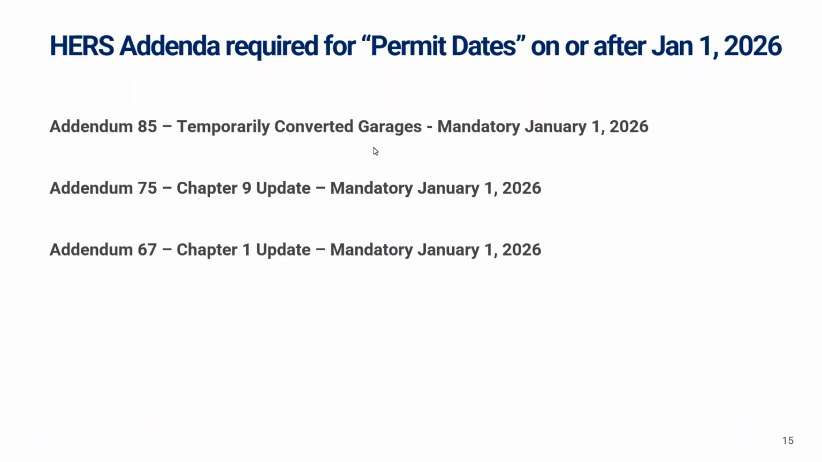So I'm going to talk about just one of the addenda on this page. Like I mentioned before, Neil and I, our groups are focused on Chapter 3 updates. You're going to see this one for Chapter 9 and Chapter 1, right? The HER standards have a lot of different things that they are addressing, but the chapter we work on is Chapter 3. So Addendum 85 is something that does take effect on or after January 1. That means permit dates on or after January 1st, and so this could apply to you.